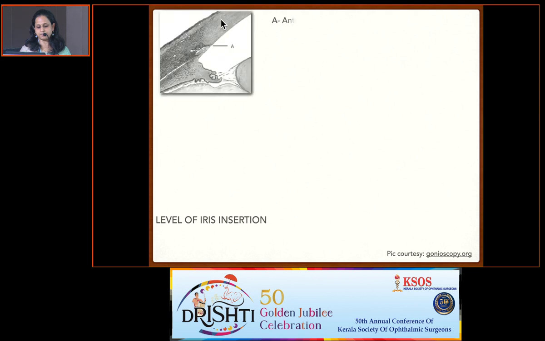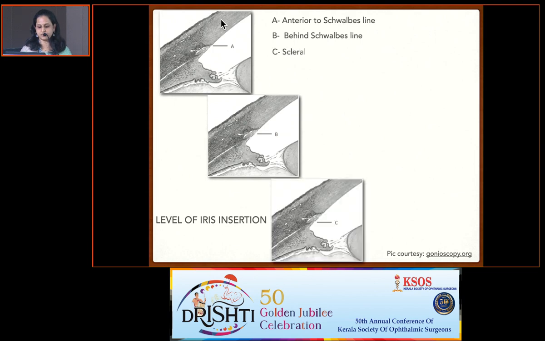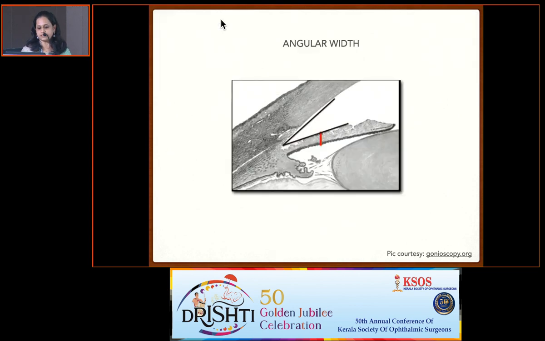of indentation. So talking about the level of iris insertion, wherever the iris is inserted into the angle, that is the level which they have described. So you have A anterior to Schwalbe's line, B behind the Schwalbe's line, C scleral spur, D is deep and E extremely deep. So this gives us an idea how the iris insertion is. Second, the angular width, it is similar to the Schaffer's grading. You have to just tell the degree of angle.